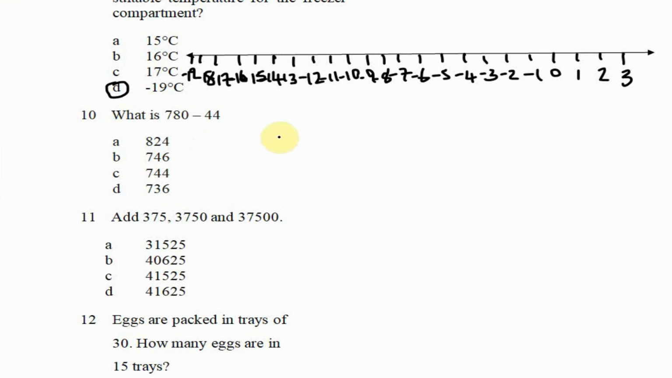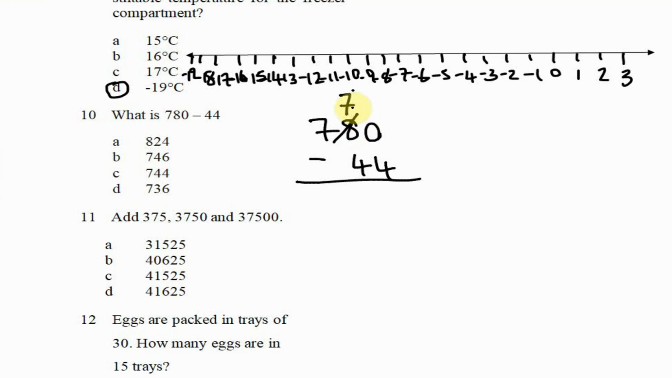Now to look at question 10, our final question in this video. What is 780 minus 44? All right, so this is 780 minus 44. Now can we get 4 from 0? No, we can't. So we're going to borrow from this 8 here, leaving 7. What we borrow here is 10. Notice the 8 is in the tens place. So we borrow 10 from the 8, leaving 710.